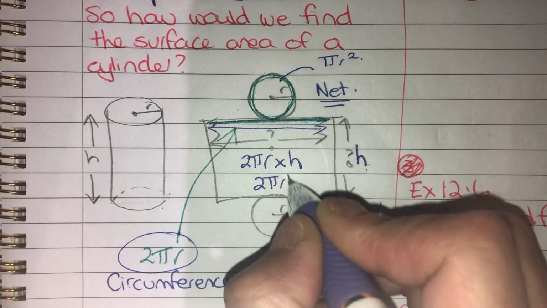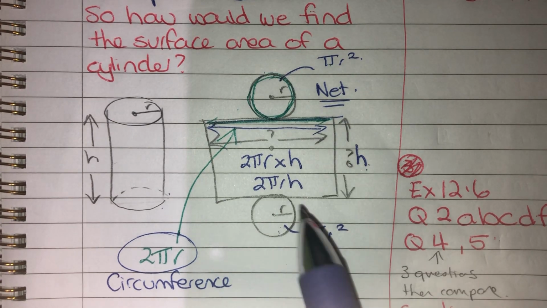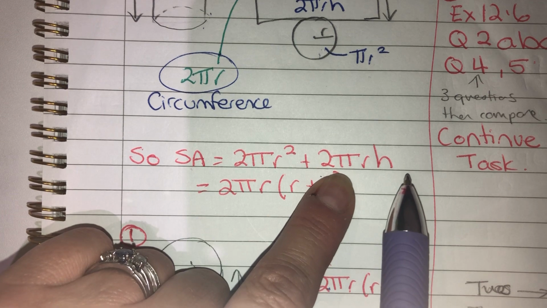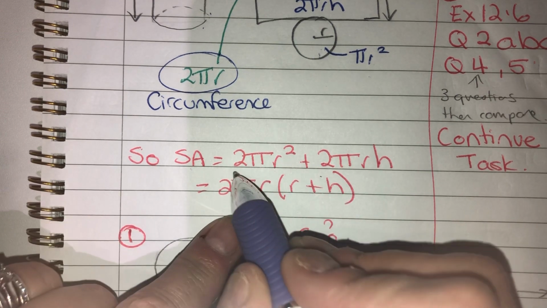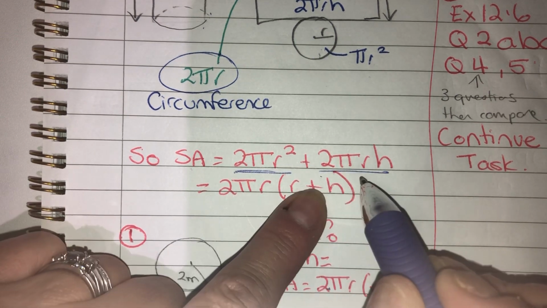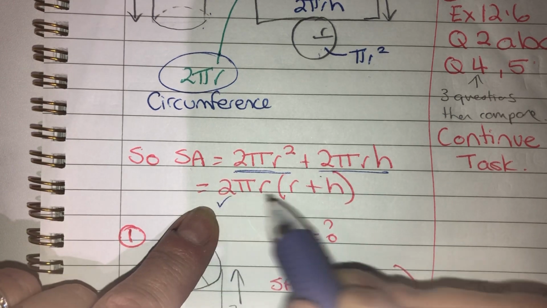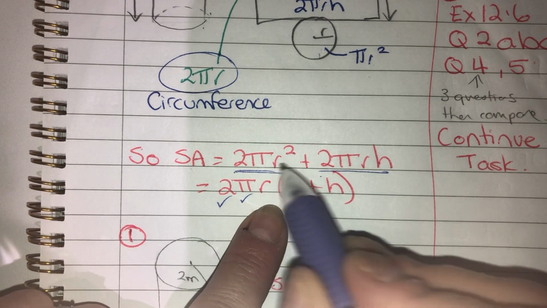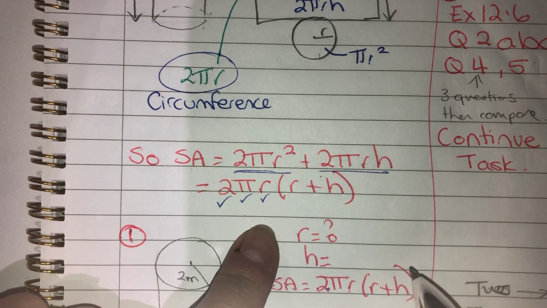So the area of this rectangle is 2 pi rh, which I've written here. Now to make this look nicer, what are the common factors in here and here? Because we're going to take them out. There's a 2 in both, so that goes there. There's a pi in both, that goes there. And there's a 1 r in both, so that goes there.